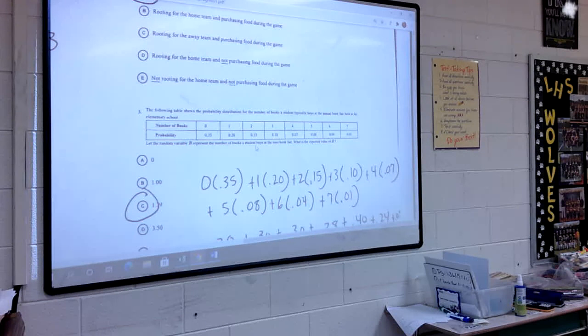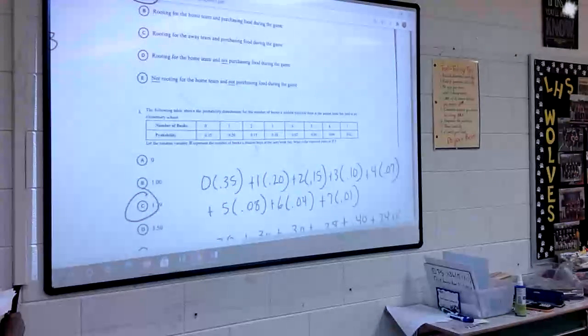Remember when you put it in the calculator, you could put all the top ones in list 1 and all the probabilities in list 2, and then you did the stat calc number 1, and you could do the frequency list as list 2. That's another way of being able to do this. But all you're doing is multiplying the number times the probability and then adding that all up. When I added that all up, I was doing it by hand.